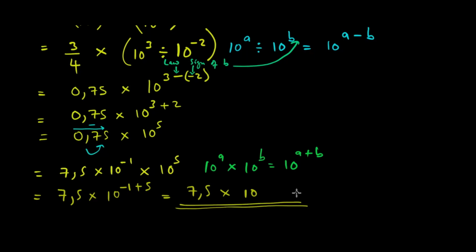When the signs are different, you subtract, and you take the sign of the bigger number. You subtract normally. Okay, 5 minus 1 is 4. So the answer is 4.